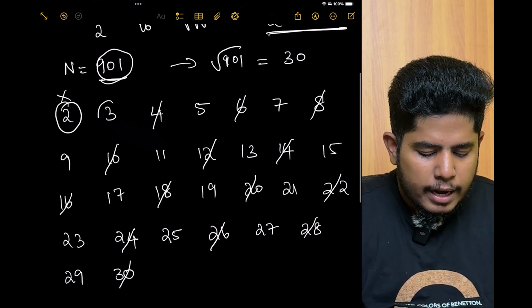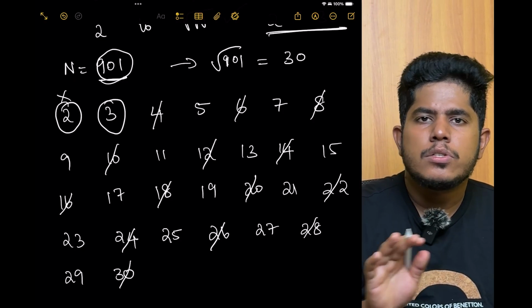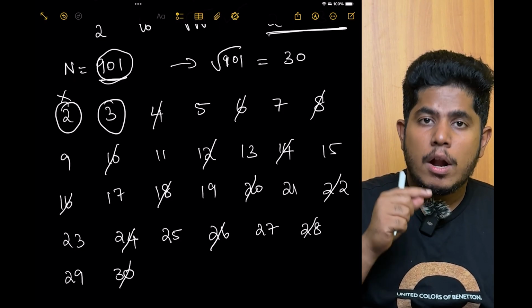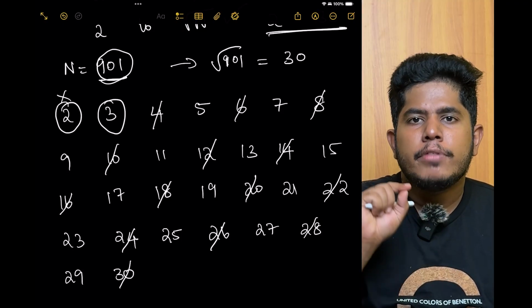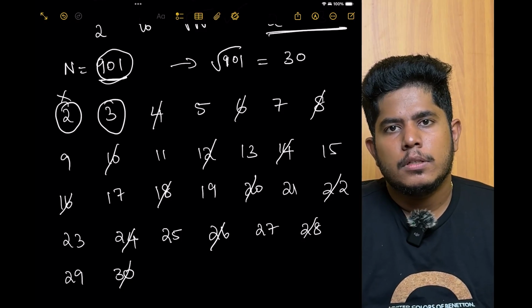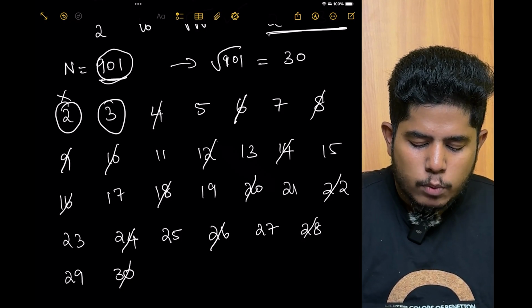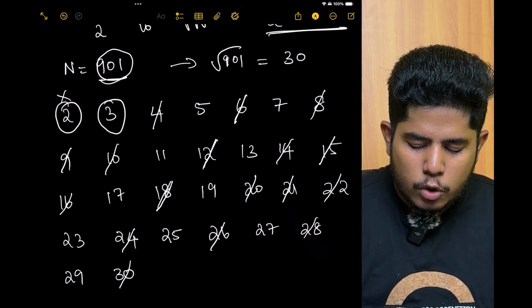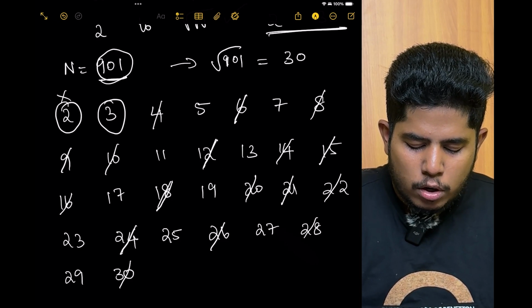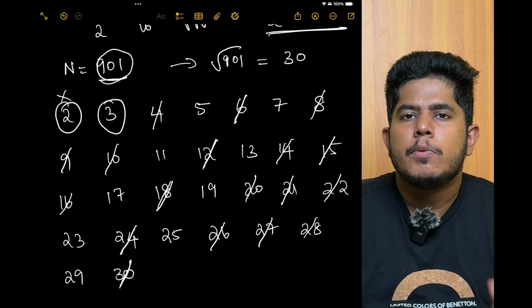What is the next value we have? 3. Is 901 divisible by 3? No, it is not. So if a number is not divisible by 3, then the number will not be divisible by any of the multiples of 3. So which means it will not be divisible by 6, it will not be divisible by 9, it will not be divisible by 12, then not 15, not 18, not 21, not 24, not 27, not 30. It will not be divisible by any of the multiples of 3.